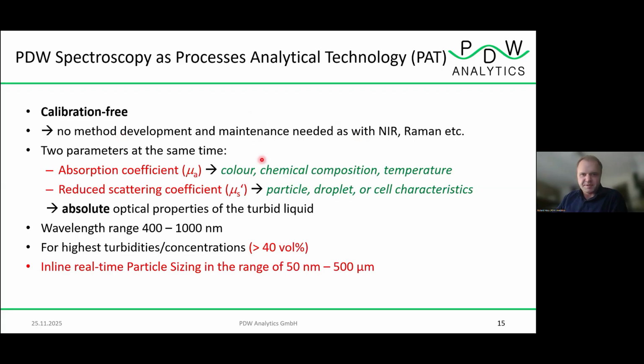We measure two parameters at the same time: absorption coefficient, which informs us about color, chemical composition, or temperature, and scattering, which tells something about the particle, droplet, or cell characteristics. These are the absolute optical properties of the turbid liquids, so really absolute numbers having a unit. We operate in the wavelength range from like 400 to 1,000 nanometers. We can work in highest concentrations. And with respect to particle sizing, we typically can measure sizes in the range of 50 nanometer to 500 micrometer.